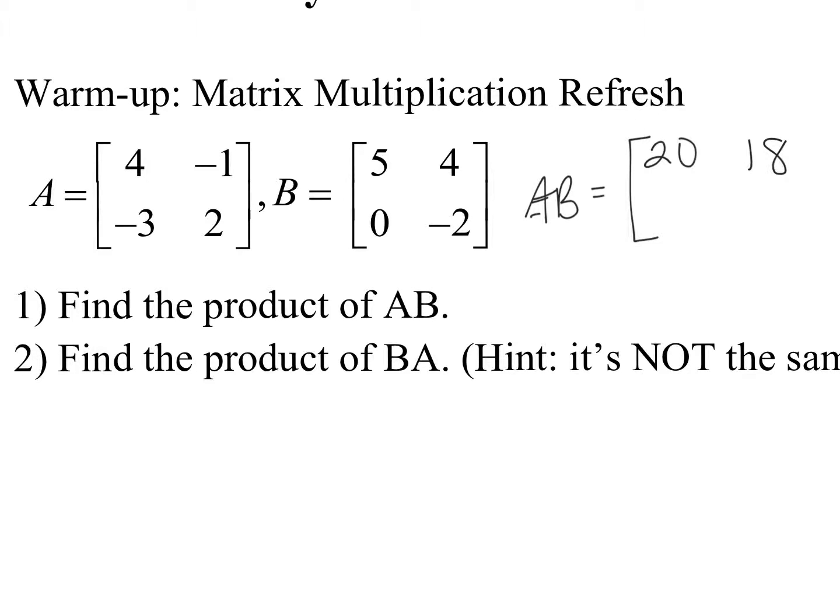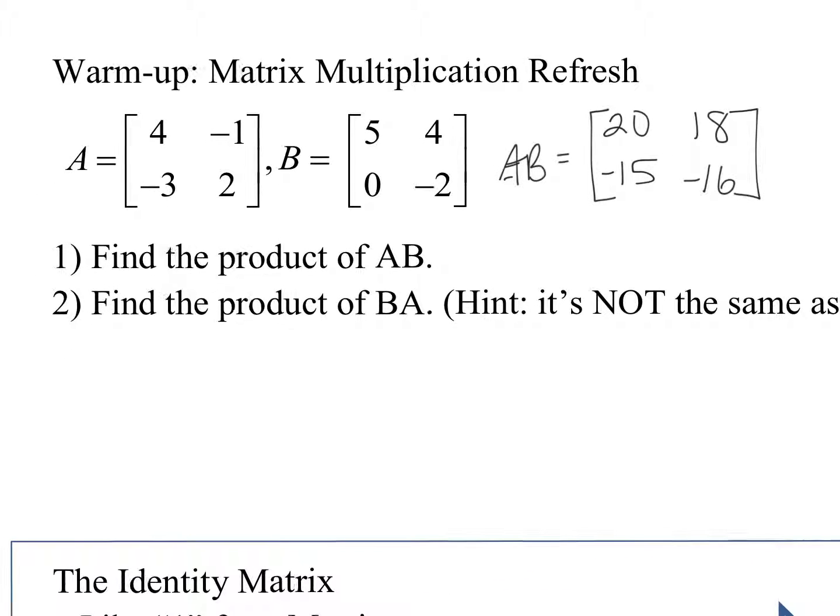Now I'm going to go across, down the bottom row, first column. -3 times 5 is -15, plus 0, so we get -15. And then last thing, bottom row, second column: -3 times 4 is -12, plus -4. -12 plus -4 is -16. So this is my product for AB.